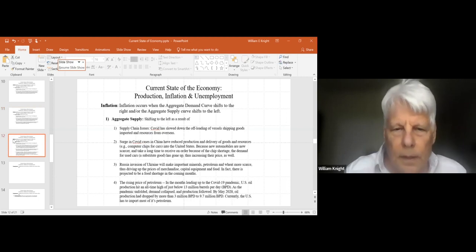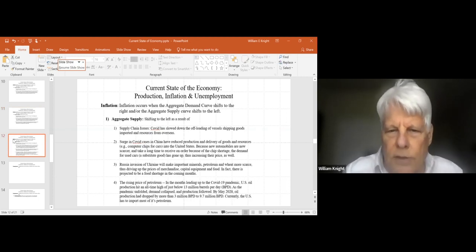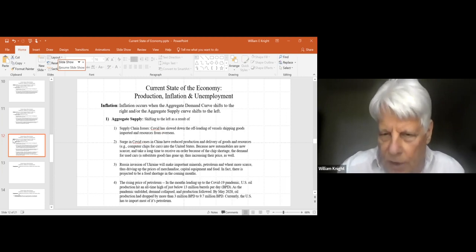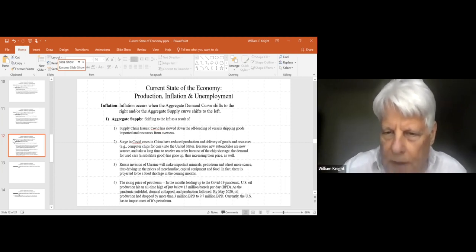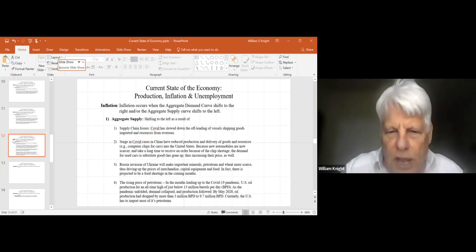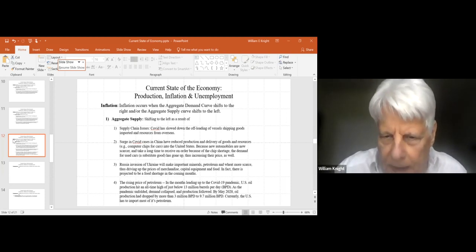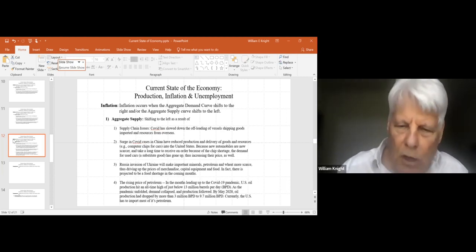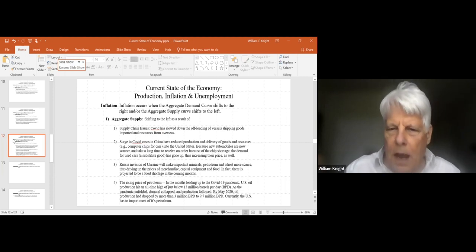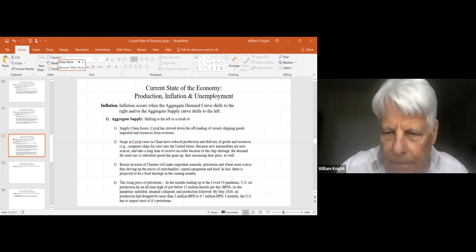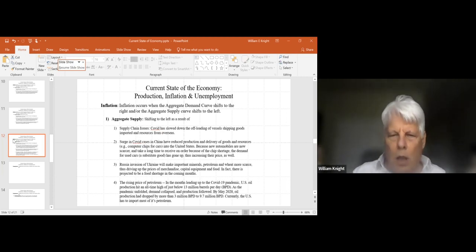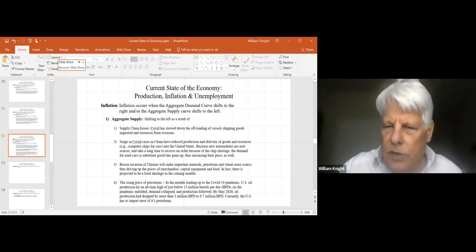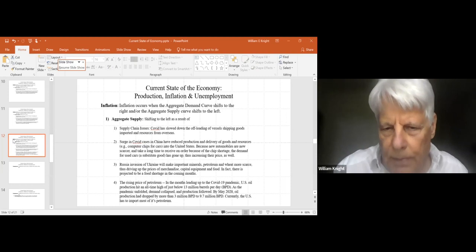Okay. Now, the rising price of petroleum as I mentioned, that's another one. In the months leading up to the COVID-19 pandemic, U.S. oil production hit an all-time high of just below 13 million barrels per day. Now, as the pandemic unfolded, demand collapsed, of course, and production followed. By May of 2020, oil production had dropped by more than 3 million barrels a day. So petroleum is becoming more scarce. And when something becomes more scarce, of course, the price goes up.